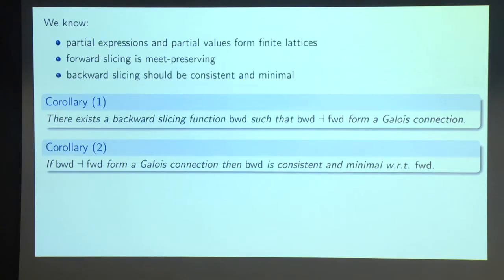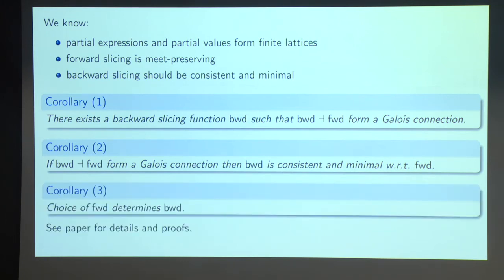Second conclusion that we can draw is that if we have forward and backward slicing functions that form a Galois connection, then backward slicing is consistent and minimal with respect to forward slicing, and these are the properties that we want. And final conclusion is that the choice of forward slicing function determines the backward slicing function.